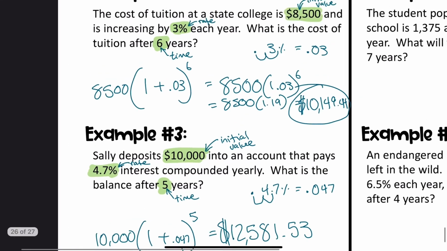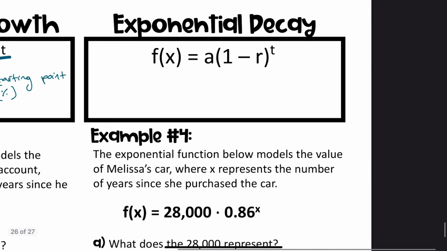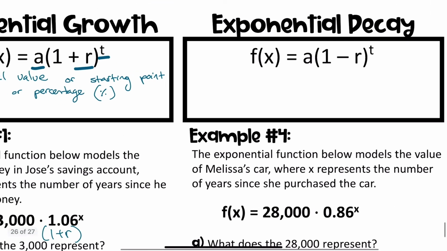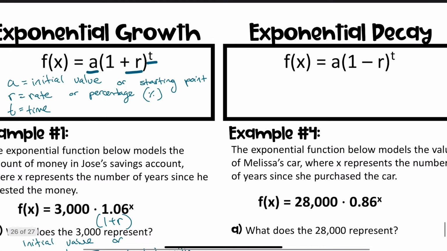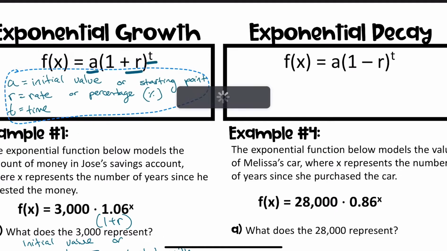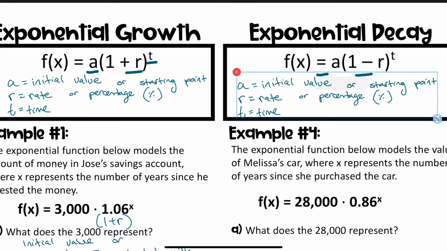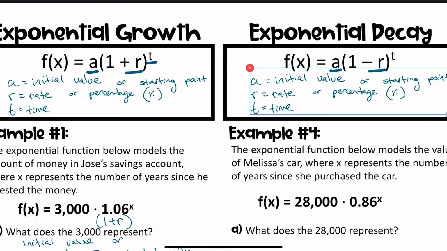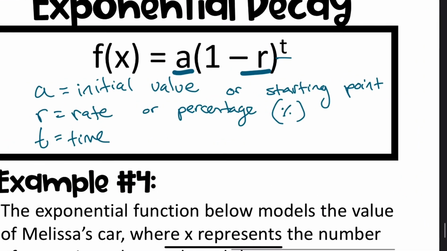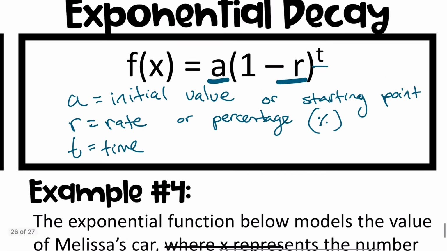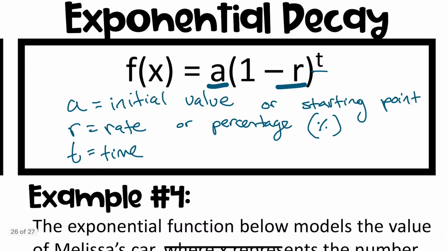Okay, so let's talk about our decay. Decay is going to be the exact same situation. You still have an A, an R, and a T, only now, instead of adding your 1 and your rate, you are going to subtract them. That is the only difference here, is that you're subtracting instead of adding. So you should end up with a smaller number instead of a bigger number.